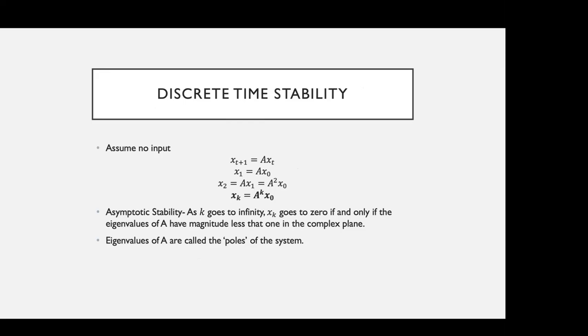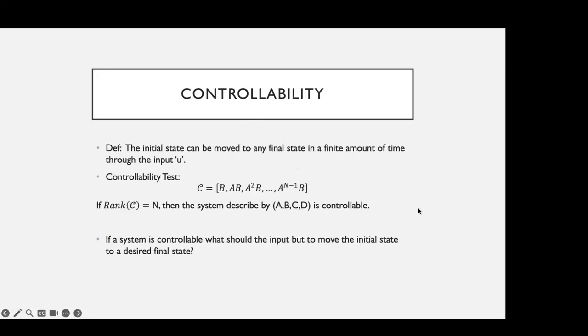So that's stability. And then if we look at controllability, it is defined as the initial state, so x naught, can be moved to any final state in a finite amount of time through an input u. So clearly, it's basically if I have a matrix vector, if I start at 0, can I move that vector anywhere in the state space in finite time?